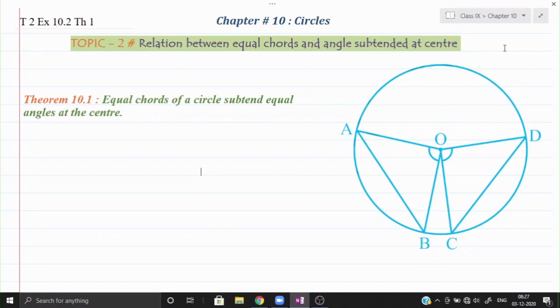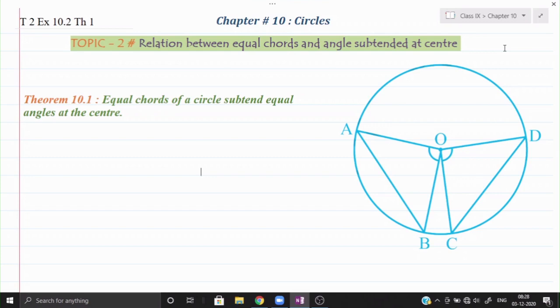Hello students, today we are going to start from exercise 10.2. Before that we shall finish two theorems. Up till now we have finished the definitions and the terms related to circles, like the definitions of diameter, radius, segment, sector. These are all basic definitions. Now we shall go to the theorems, the statements given about the circle.